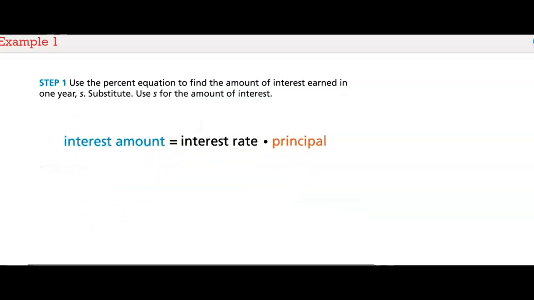So, let's substitute our values from the problem into this equation. We should use S to represent the interest earned, and the principal was $300. Finally, substitute the interest rate. Why are we substituting 16 thousandths for the interest rate?